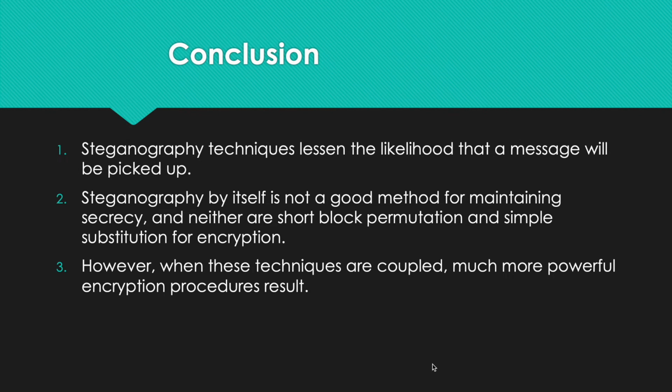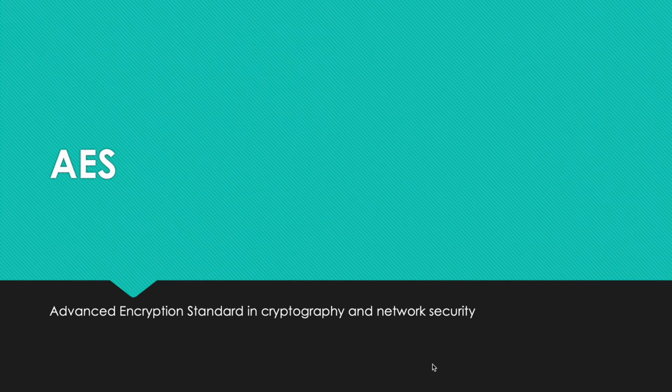Conclusion. Steganographic techniques lessen the likelihood that a message will be picked up. Steganography by itself is not a good method of maintaining secrecy, and neither are short block permutation or simple substitution for encryption. However, when these technologies are coupled, much more powerful encryption procedures can be made.